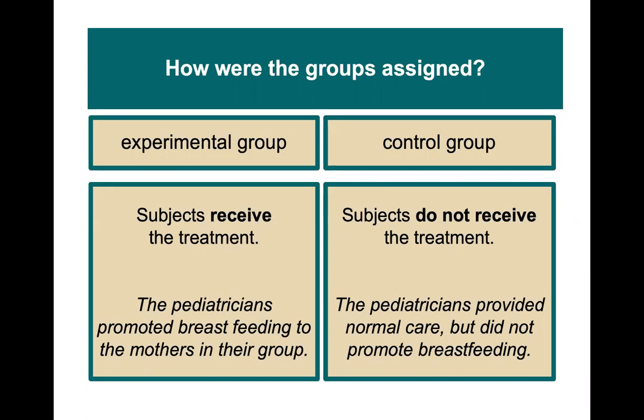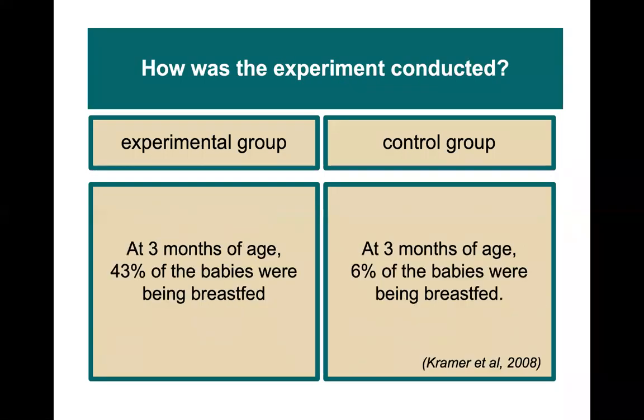Well, the experimental group, subjects received the treatment. The pediatricians promoted breastfeeding to mothers in their group. The control group, subjects did not receive the treatment. The pediatricians provided normal care, but did not promote breastfeeding. How was the experiment conducted? Well, in the experimental group, at 3 months of age, 43% of babies were being breastfed. And in the control group, at 3 months of age, 6% of the babies were being breastfed.